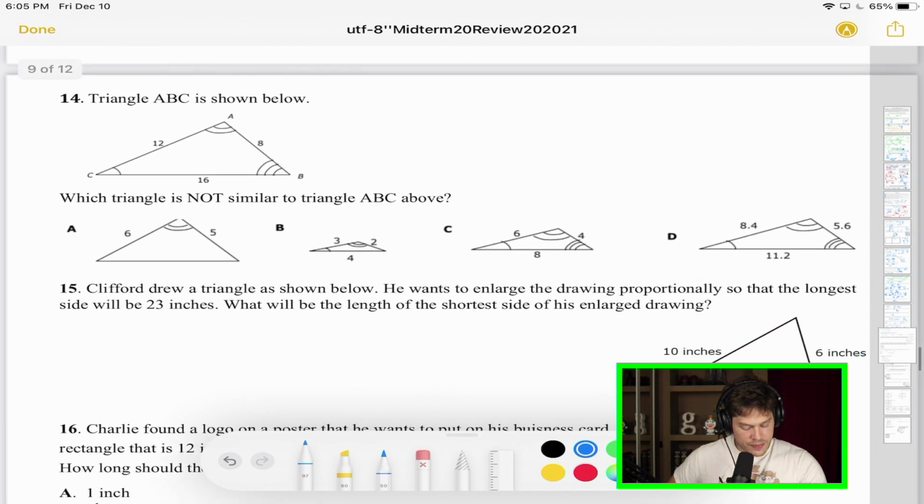Number 14. Which angle is not similar to triangle ABC above? Again, similar means same angle measure and same proportions. Okay? So A and B have different angle measures.